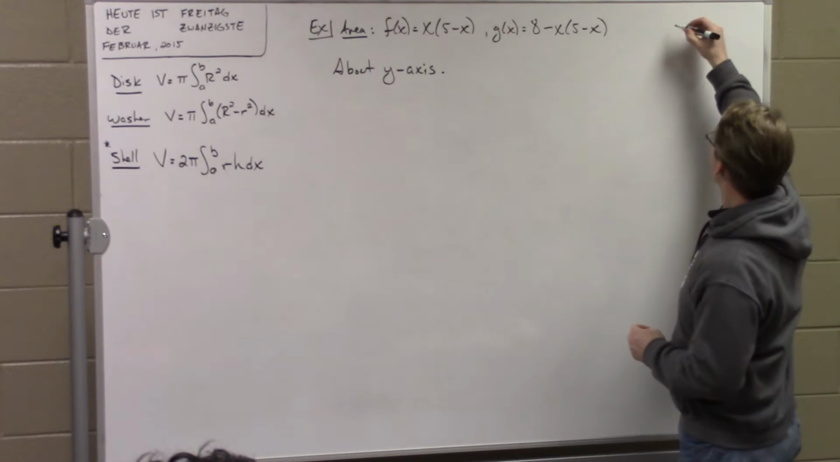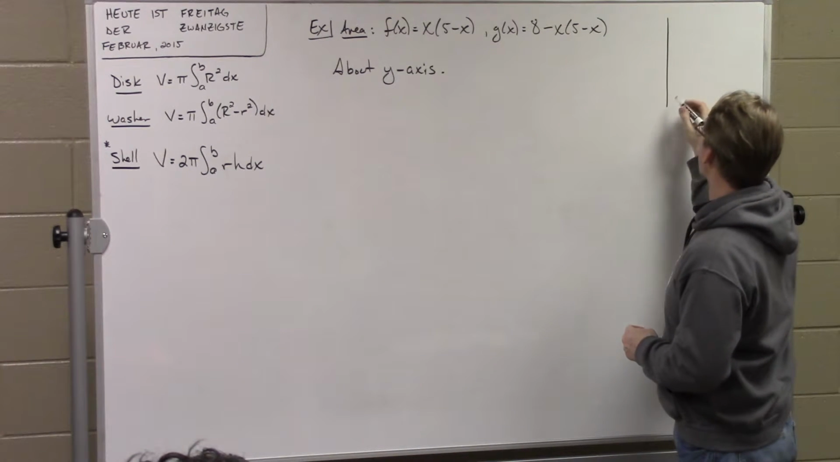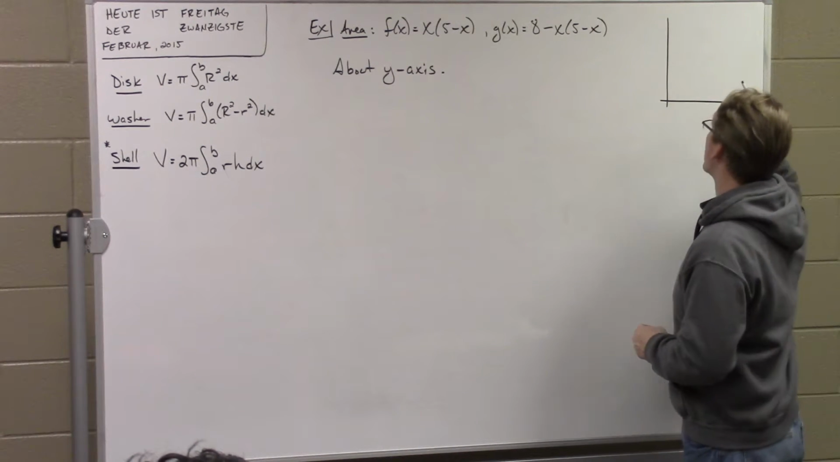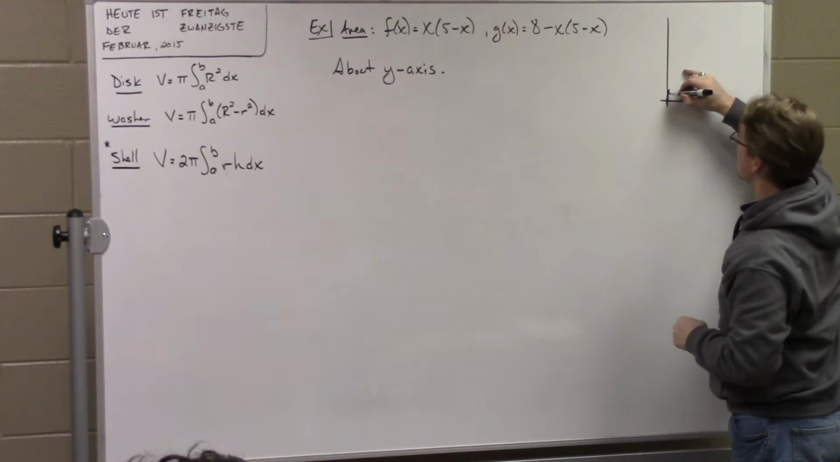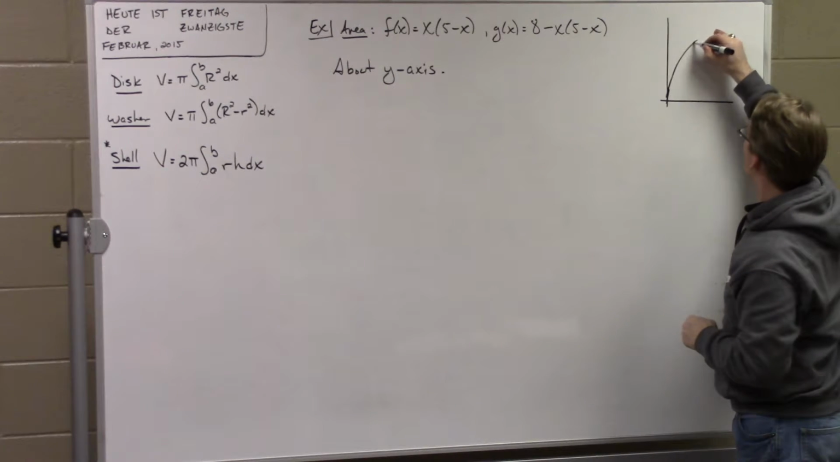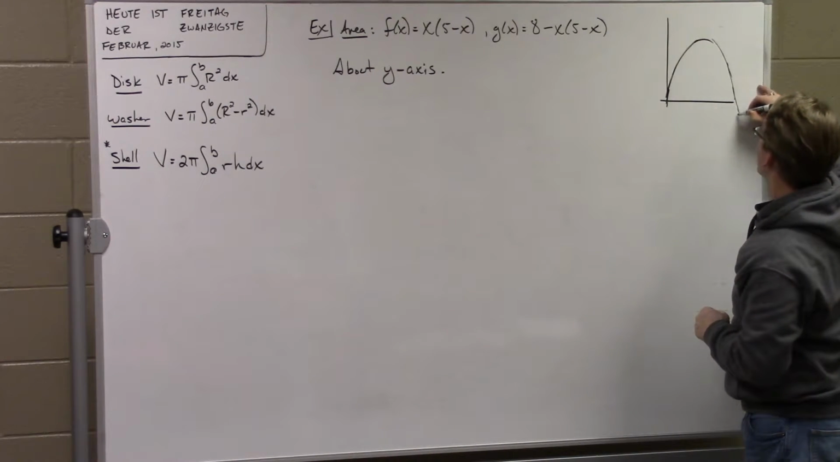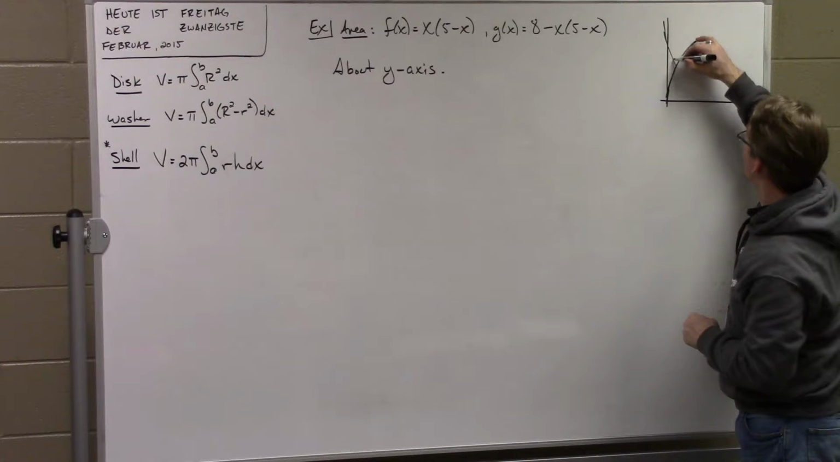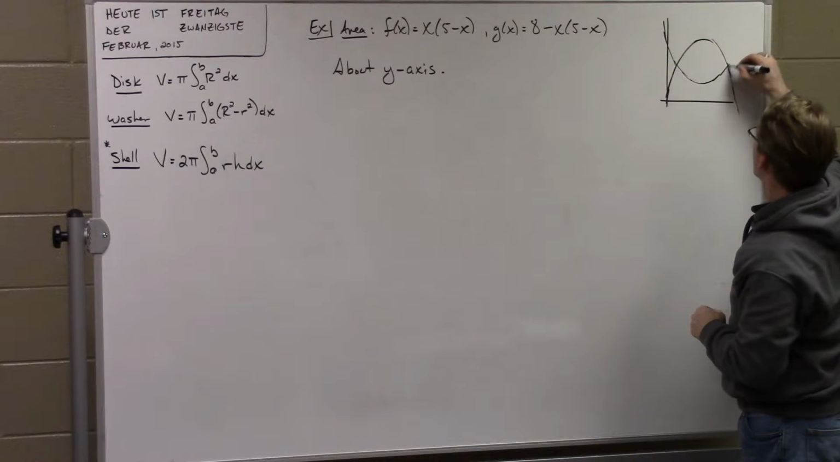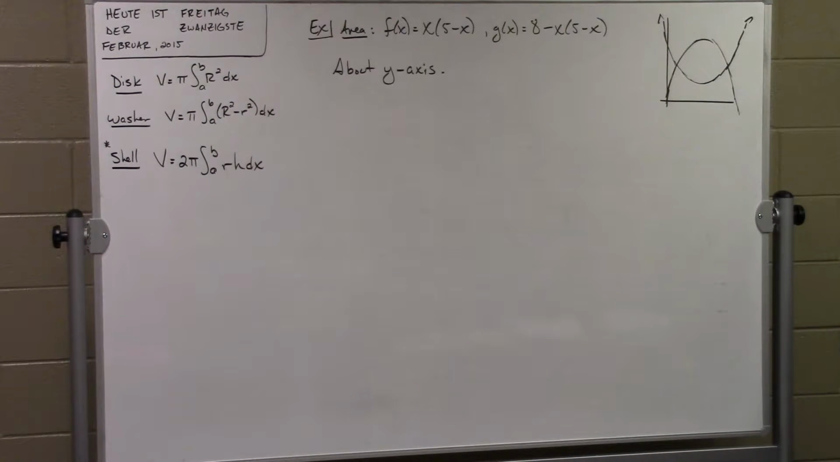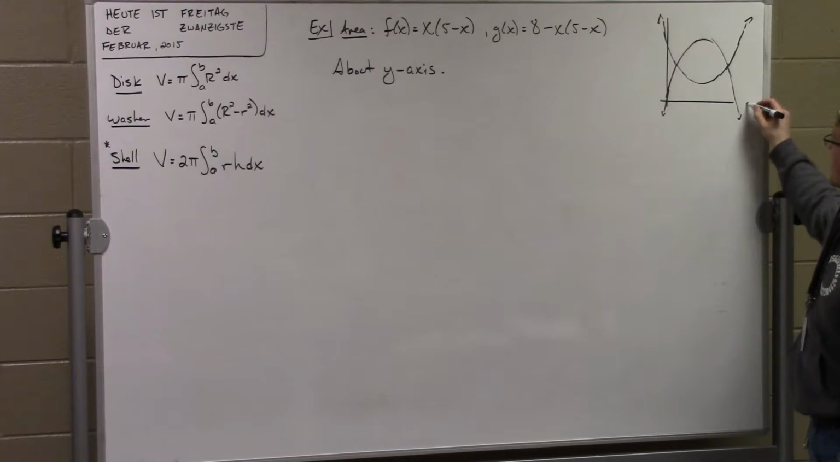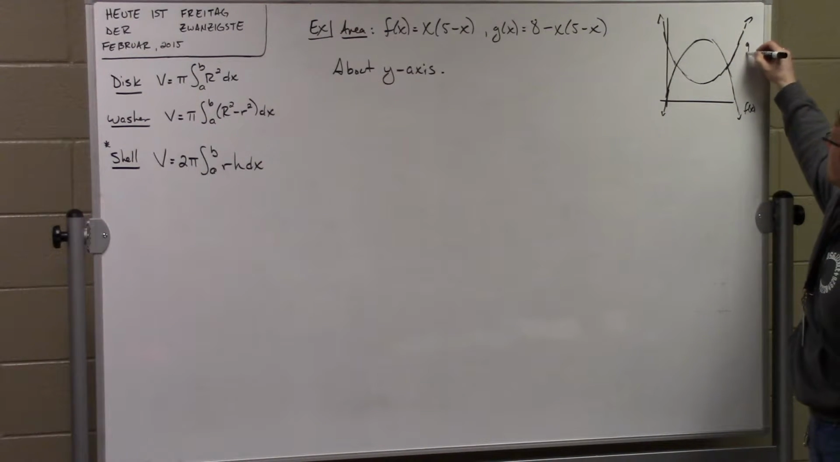Okay, so if you're looking at the graphs of these things, we have this parabola down here. The first one looks like this. And the second one looks like this. I'll just leave it to you to know how to graph these things. Here's what the two functions actually look like. Here's f, and here is g.